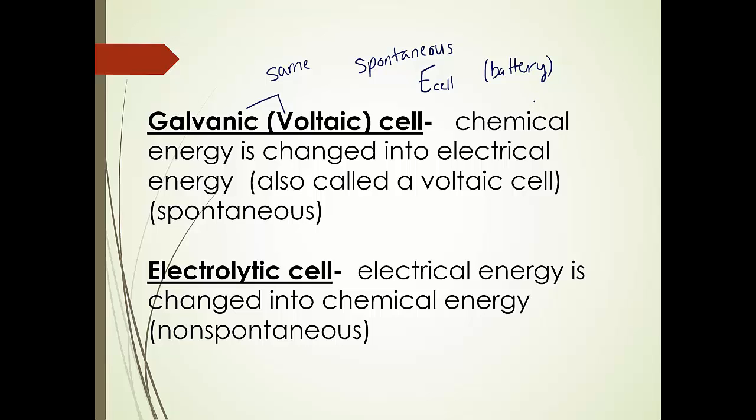Electrolytic cells then are non-spontaneous cells. You're going to have to add some kind of power source because the reaction doesn't want to happen, so you're going to have to force it to happen. Today we're just talking about the galvanic cells.